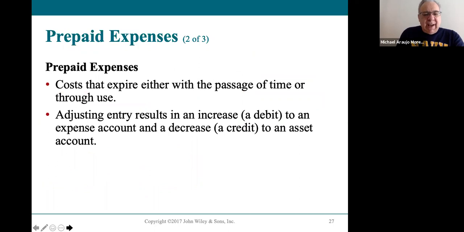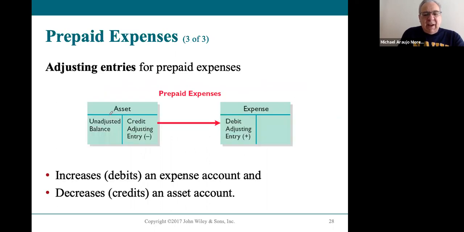So again, we need to adjust this because these are assets that need to be expensed. So we need to debit the expense account for whatever we've used, and we will credit the asset account to show we've used it. Basically speaking, how an adjusting entry works for all of these prepaid expenses, which are assets that eventually turn into expenses, is we will debit their expense account, whether it's supplies expense or insurance expense or depreciation expense, and credit the asset account that's affected. So this is going to be the adjusting entry at the end of the period for all of these.